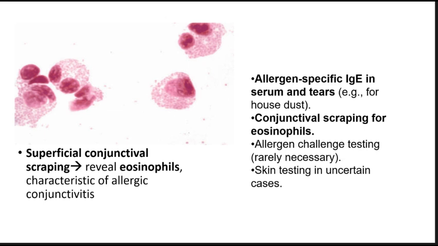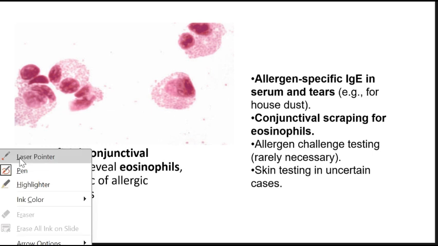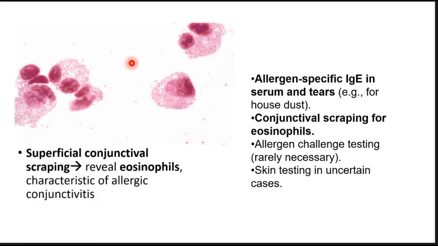However, if you are still not sure, you can do a superficial conjunctival scraping, or observe the discharge that comes out of the patient's eye beneath a microscope, and you will observe eosinophils. Eosinophils are really specific for allergy. You can see these eosinophils over here. This is one eosinophil, and again this one is an eosinophil. Apart from that, you can diagnose the allergy based on allergen-specific IgE.